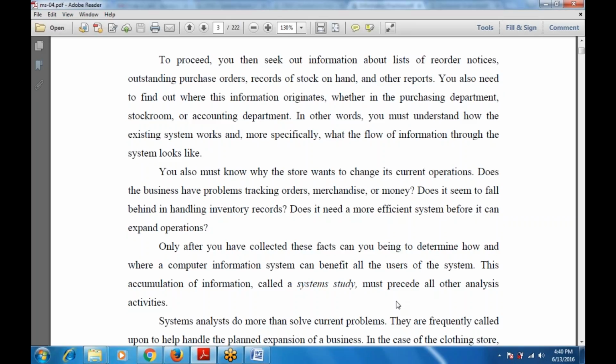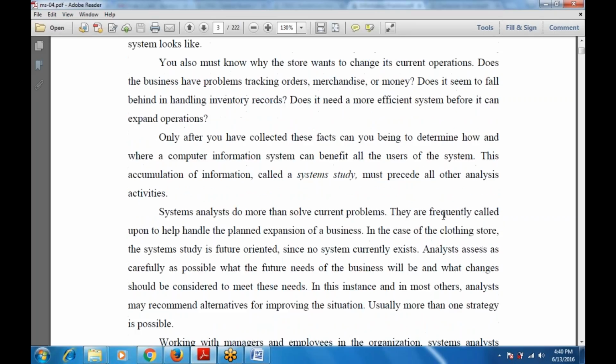After the system study, we must proceed with all other analysis activities. So the first target is to study the system, that is the system study, which is beneficial for the users of the computer, and after this we proceed with the other analysis activities.